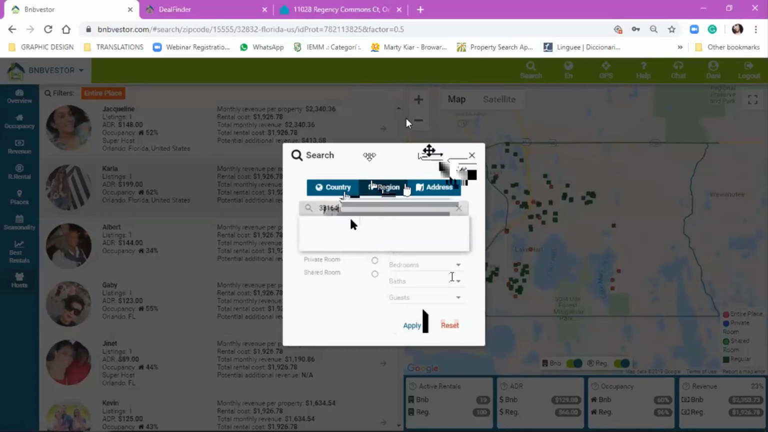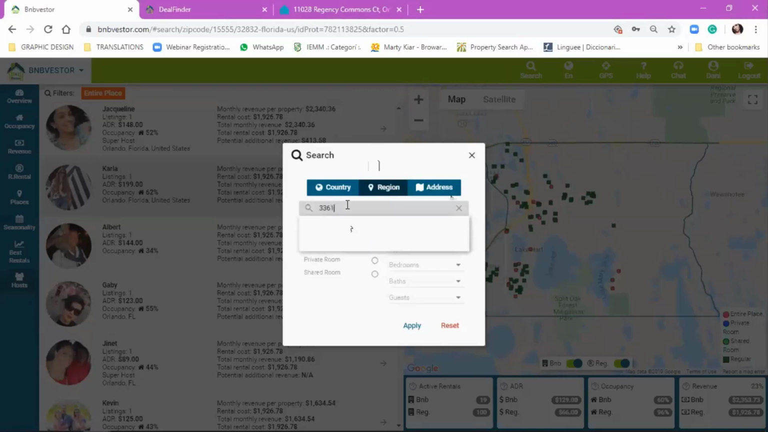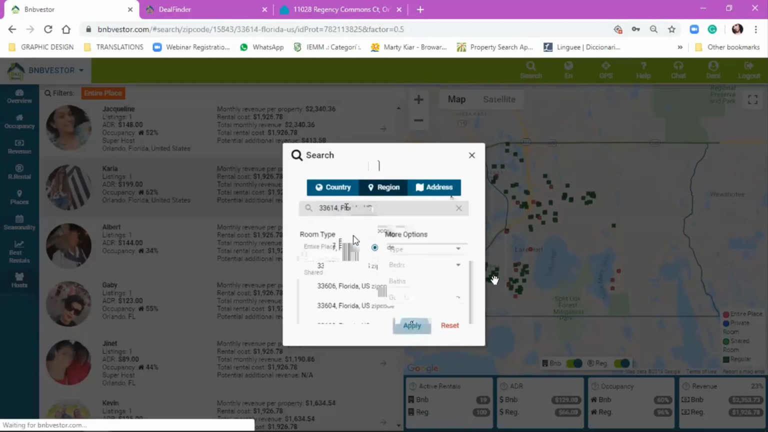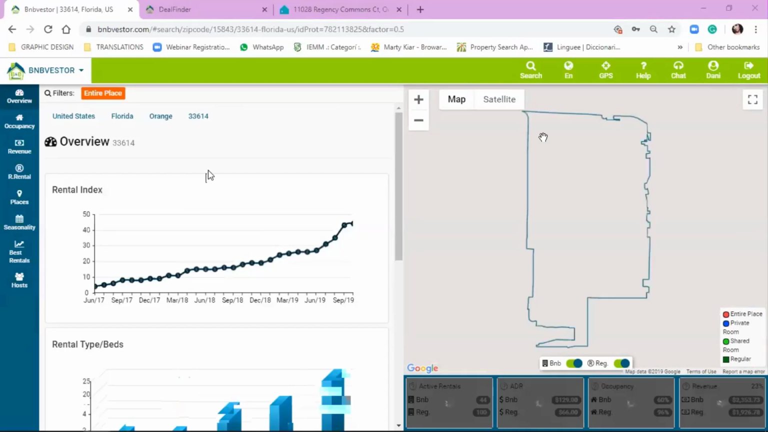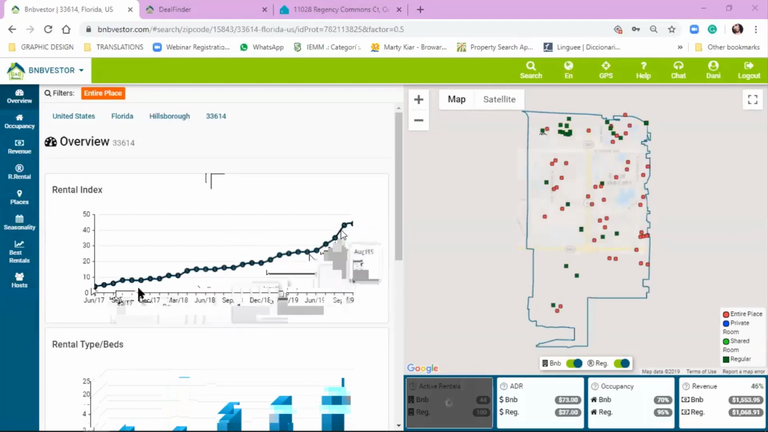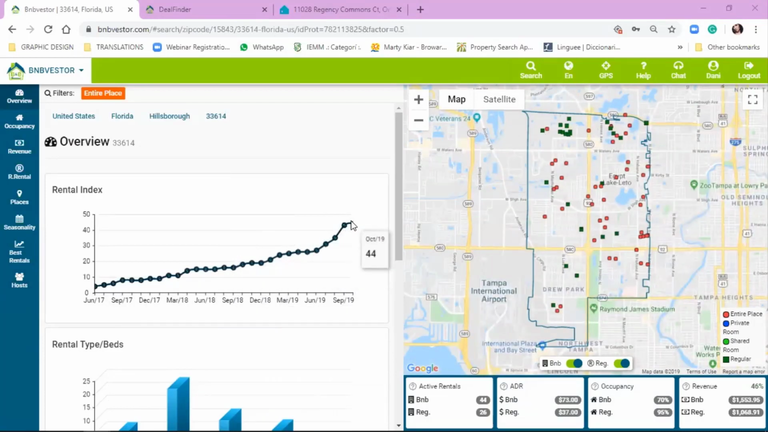Okay, I'm going to go ahead and apply 33614, you said. Okay, let's take a look at this area. So we have a rental index. We can see how it increased from September 2018 to September 2019. It incremented almost halfway, or doubled, the Airbnb listings.